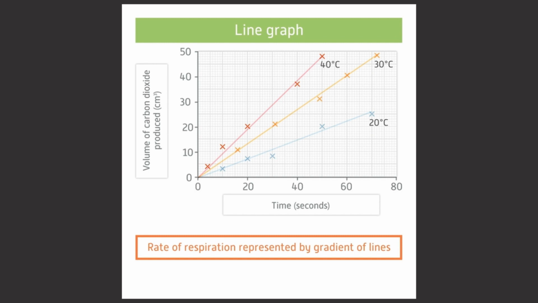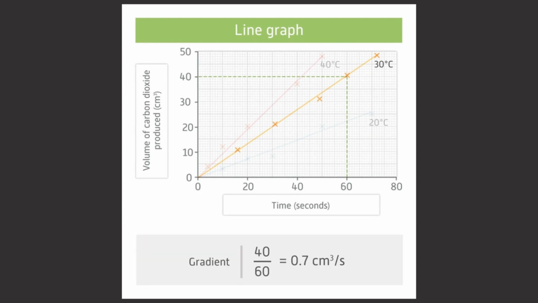Using the results shown here, an example is that at 30 degrees Celsius, the volume of carbon dioxide produced after 60 seconds was 40 centimeters cubed. The gradient is 40 divided by 60 equals 0.7 centimeters cubed per second.